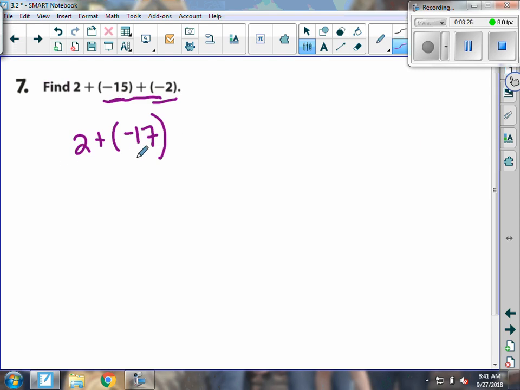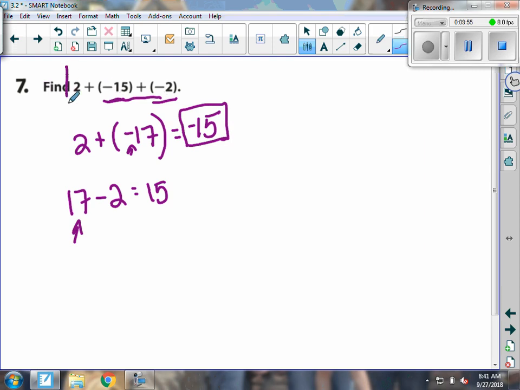Now my signs are different, so I need to find the difference in the absolute values. My absolute value of negative 17 is 17, and that's larger, so I'm going to put that first, minus my absolute value of 2. 17 minus 2 is 15. Will my answer be positive or negative? It'll be negative because 17 is larger and was originally negative. So negative 15 is my answer. What do you notice about our answer and our initial expression? We have a negative 15 there, and there's a negative 15 in the expression.